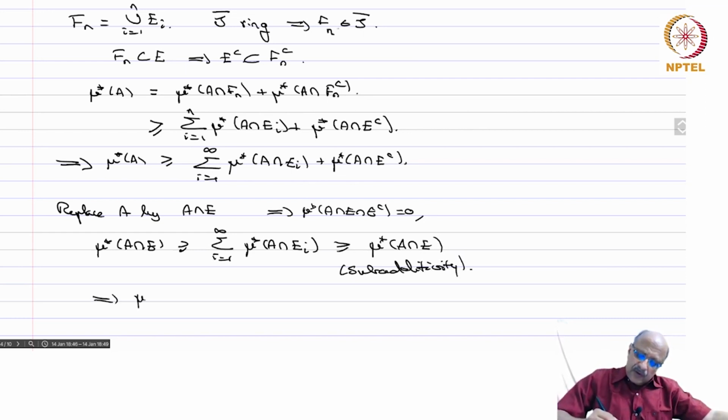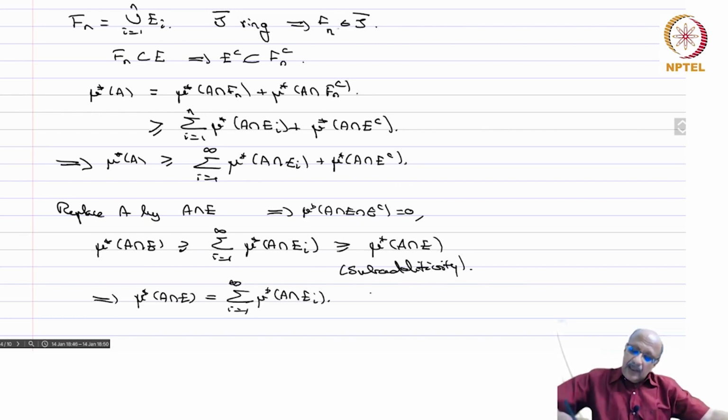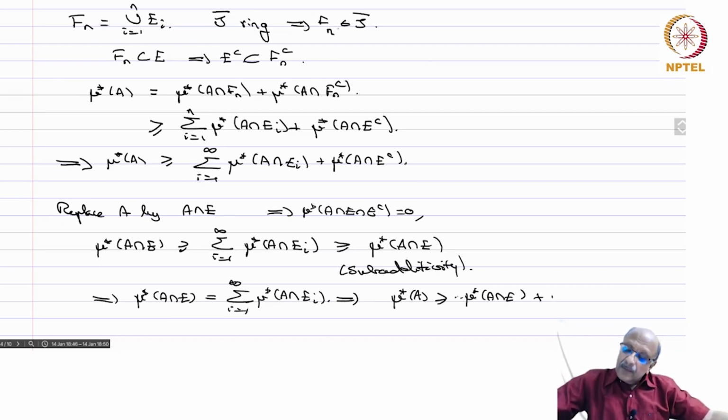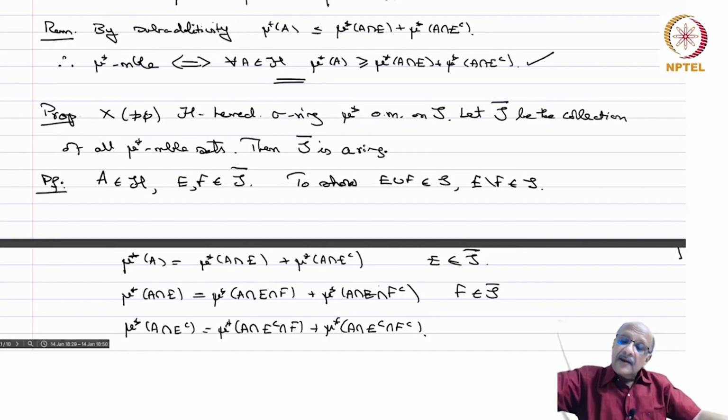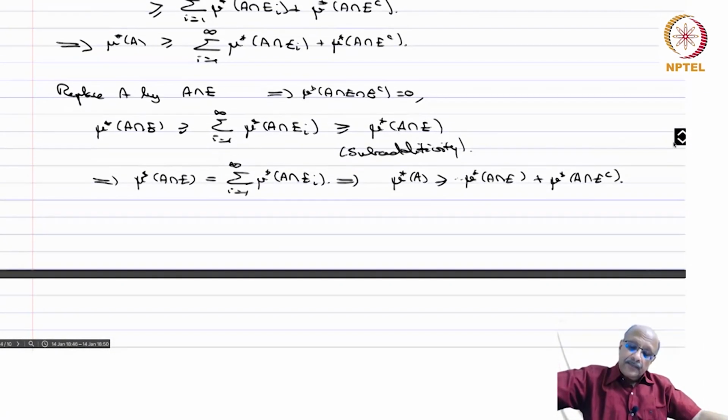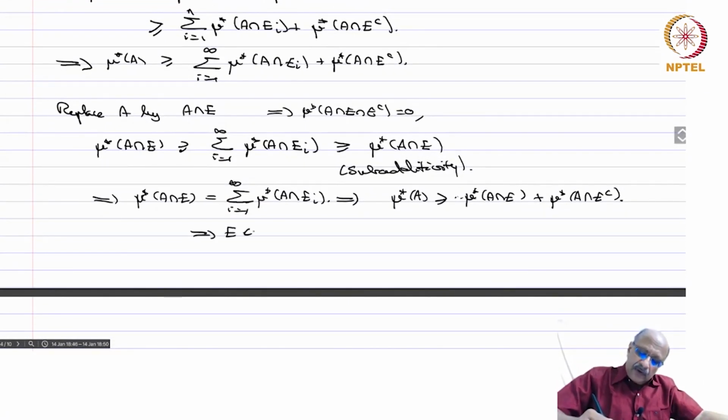So this implies that mu star of A intersection E equals sigma i equals 1 to infinity mu star of A intersection E_i, and this implies that mu star of A is greater than or equal to mu star of A intersection E plus mu star of A intersection E complement, because that infinite sum is equal to that. And I already made this remark long ago that it is enough to prove the greater than or equal to inequality here, and therefore this implies that E belongs to S bar.